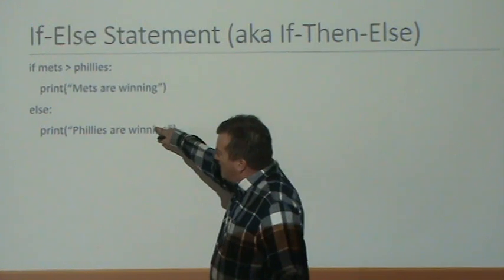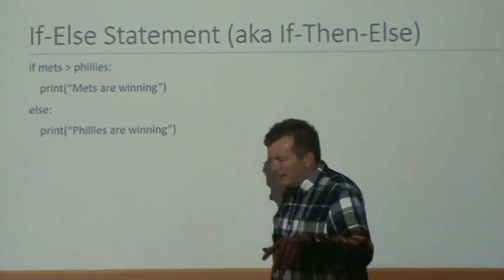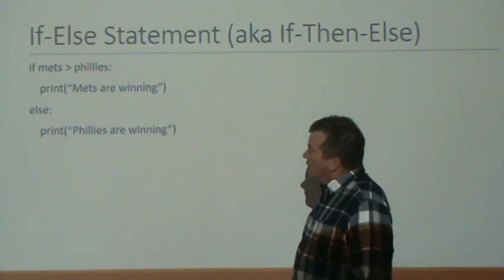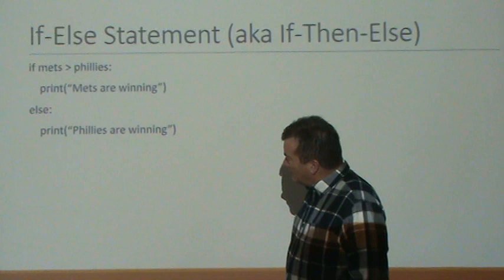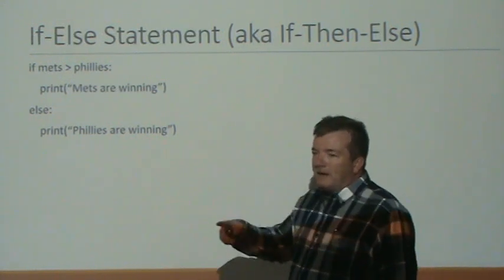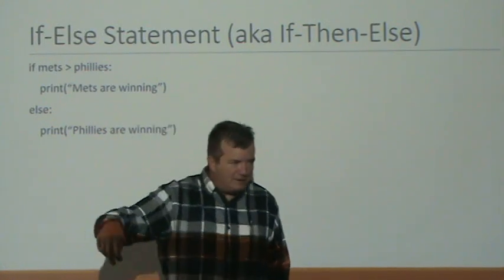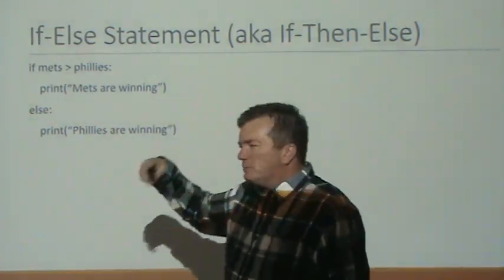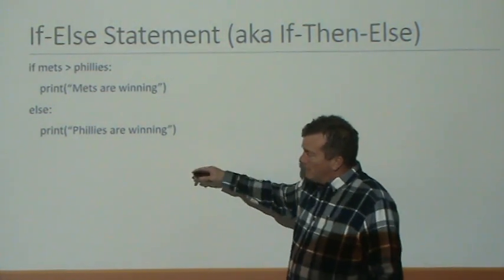So there's a logic error here, right? If the game is tied, we're going to print out the Phillies are winning, and that's not right. Now there could be many other cases, right? These are baseball teams, so the game could be that it hasn't started yet, or it's been rained out. There's a bunch of other results that the game could have. So you could have many, many situations.